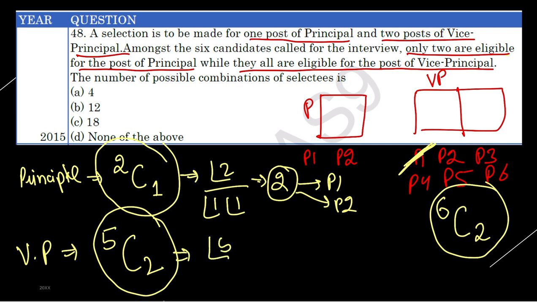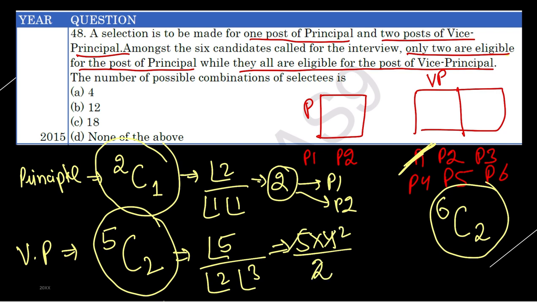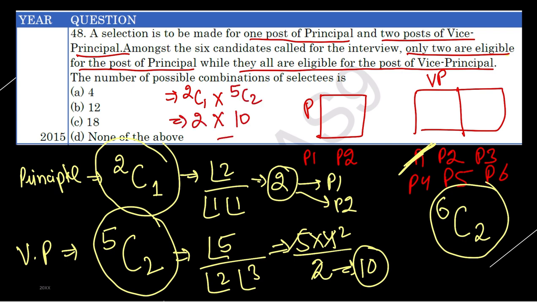5C2 means 5 people are available and you have to fill 2 seats. That is 5 factorial over 2 factorial 3 factorial. To solve this, 5 into 4, the factorial 3 gets cancelled out. 5 2s are 10. So the total number of cases is 2C1 multiplied by 5C2, that is 2 into 10, that is 20. So there are 20 ways of selecting the principal and vice principals. So the answer is none of the above. I hope this is clear. Very basic question on combinations.